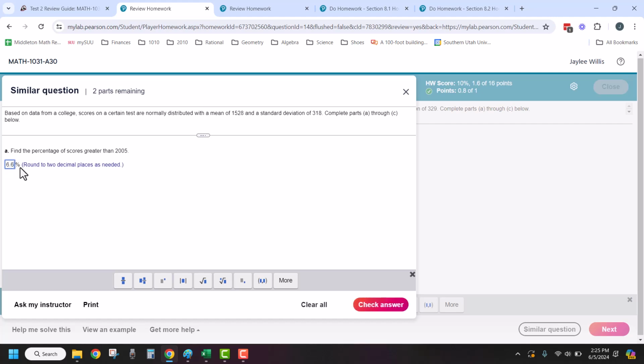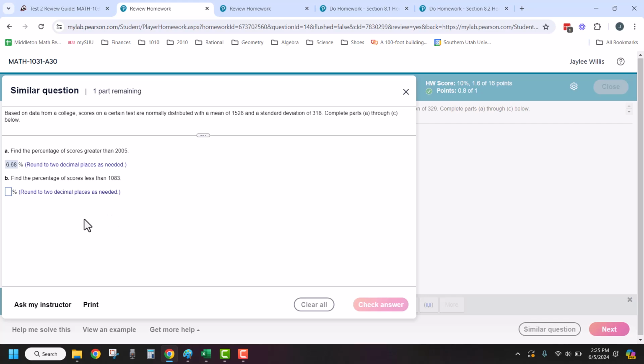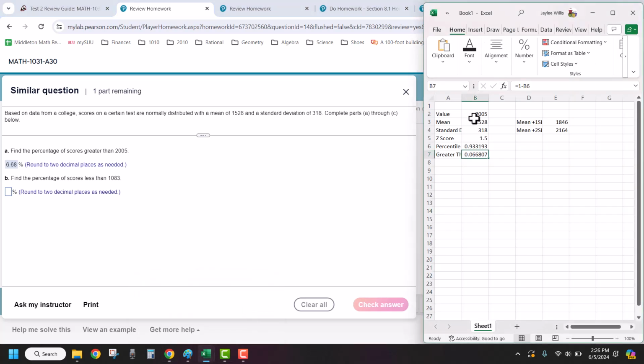So 6.68. And now I got that one right. Okay, so that's how you do part A. Then part B gives you a different value. So now instead of looking at the value of 2005, I'm now going to be looking at the value of 1083. So I'll go back over here and I'm going to change this value to be 1083.